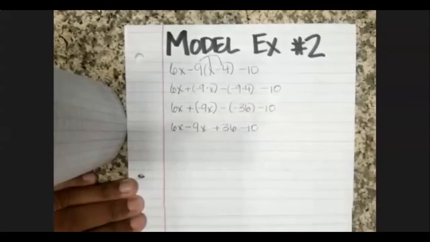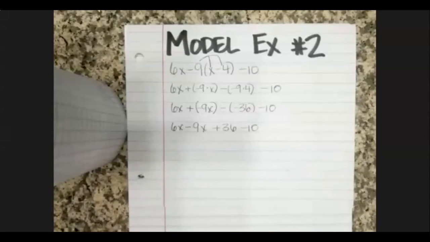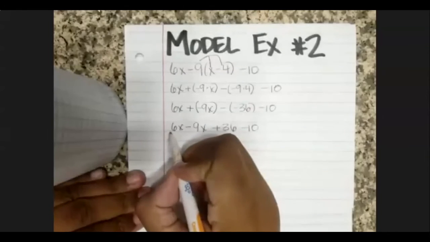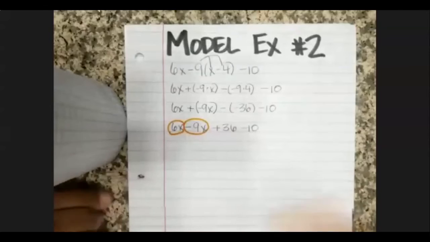Please pay close attention to how the signs are changing. We have plus negative, we just make that minus. We have minus negative, we just make that plus. That's going to make things a lot cleaner for us to be able to combine them.